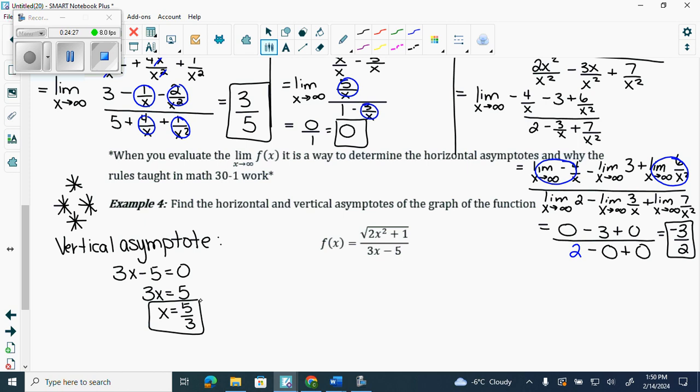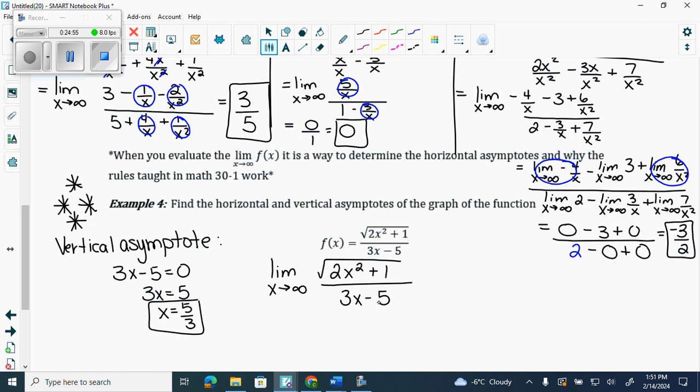To get our horizontal asymptote, we have to do the limit as x approaches infinity. We agree? That's what I just said right above. So if I want the horizontal asymptotes, I have to do the limit as x approaches infinity of the function. So I get square root of 2x squared plus 1 over 3x minus 5.